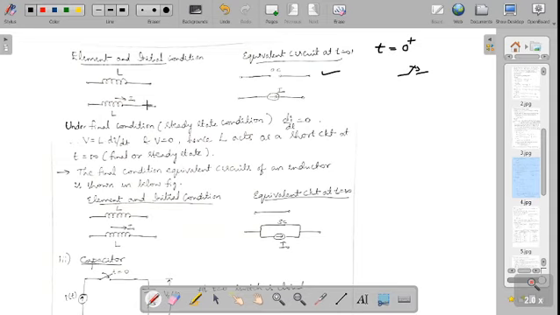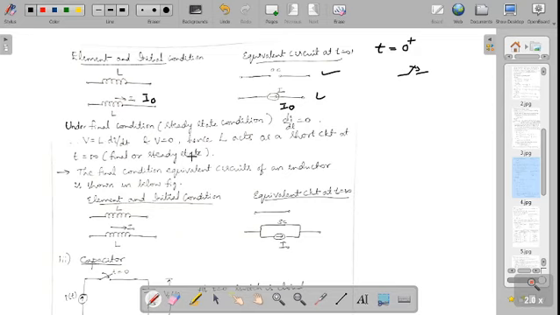Now let us consider that this inductor is already carrying some current I naught. If this is the situation, instead of acting as an open circuit, it acts as a current source providing a current of I naught.